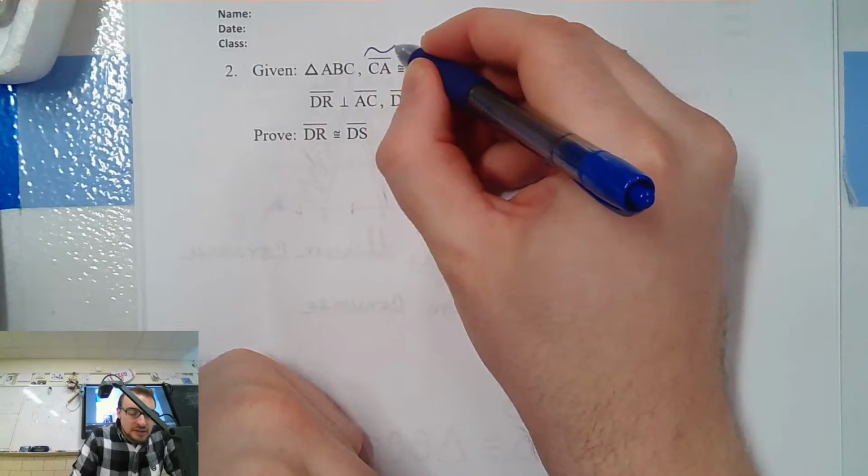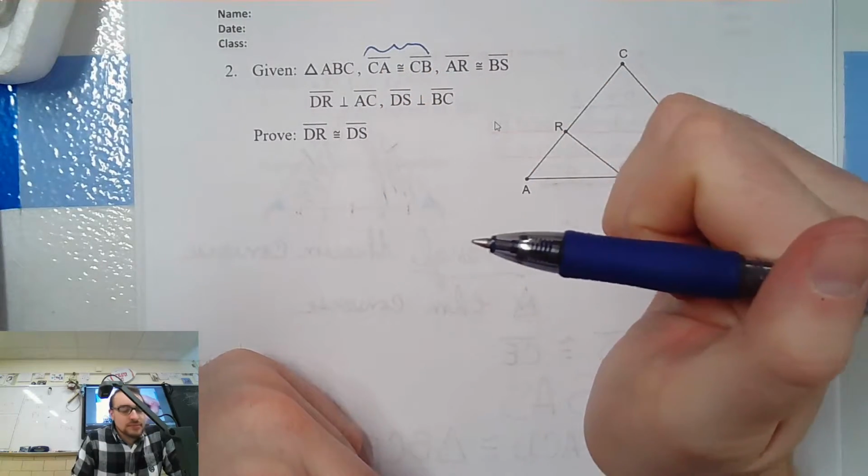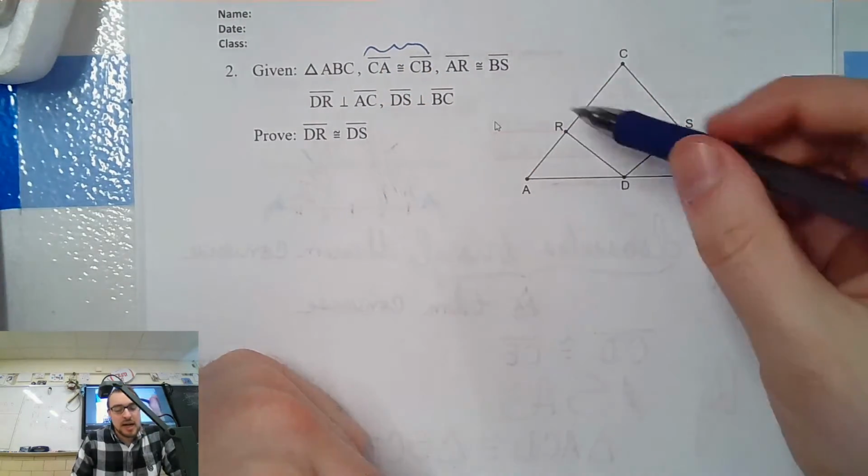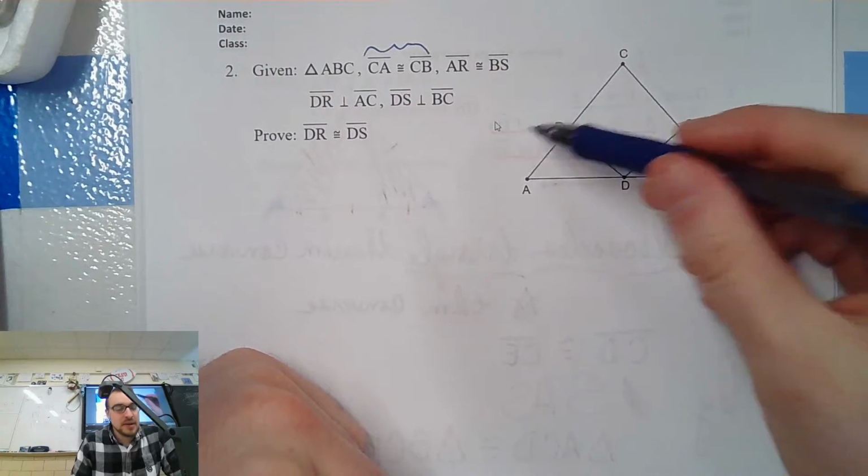CB. What? There's a mouse. Oh, okay. I was like, what? Sometimes when I copy and paste from my old diagrams, my mouse gets caught in it.